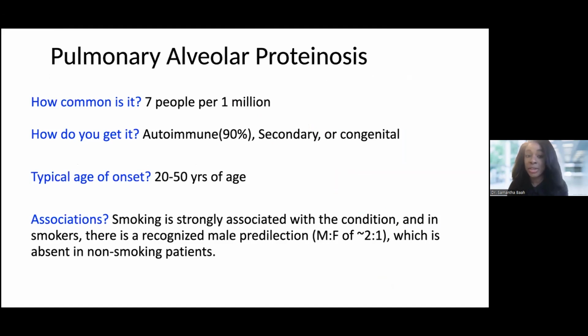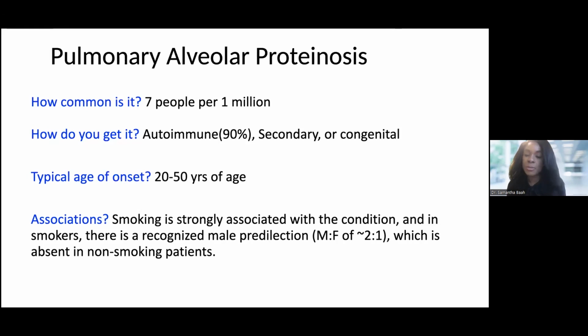Okay, so I mentioned it was really rare. It happens in 7 in 1 million people. So I only had one case my entire pulmonary career. How do you get it? Well, most of the patients that present are autoimmune, and that's about 90% of the time. Secondary causes can be from lymphomas or hematologic malignancies. Some people can be born with these abnormalities, and most of them actually present before the age of 10 years old.